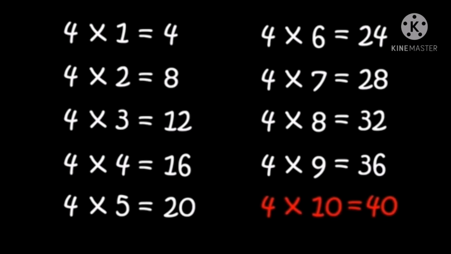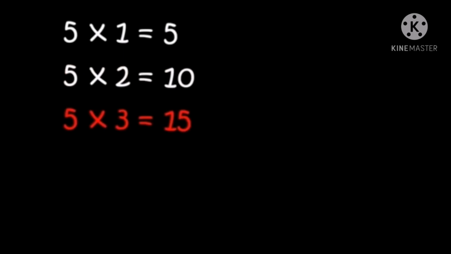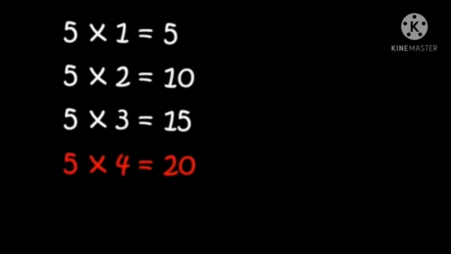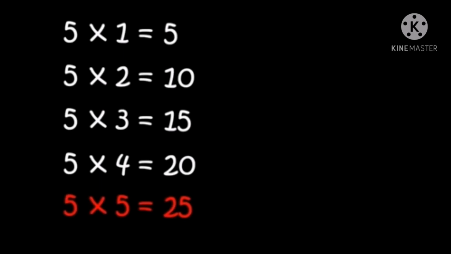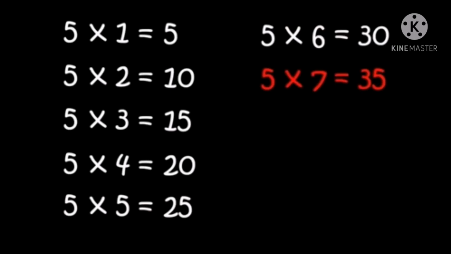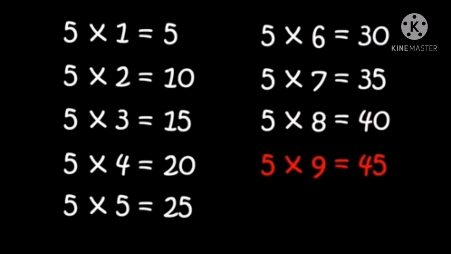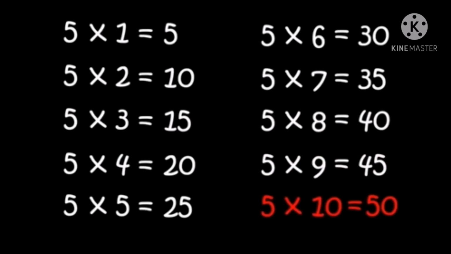Now let's have the table of 5. 5 times 1 is equal to 5. 5 times 2 is equal to 10. 5 times 3 is equal to 15. 5 times 4 is equal to 20. 5 times 5 is equal to 25. 5 times 6 is equal to 30. 5 times 7 is equal to 35. 5 times 8 is equal to 40. 5 times 9 is equal to 45. And 5 times 10 is equal to 50.